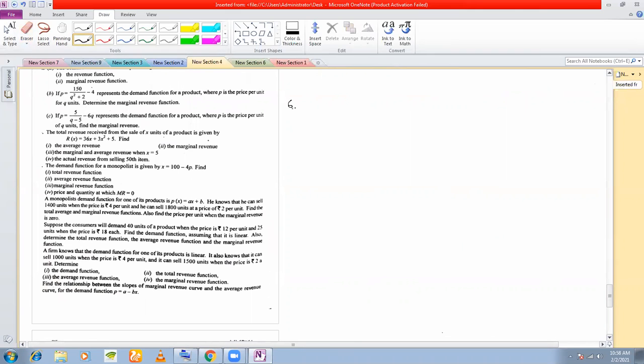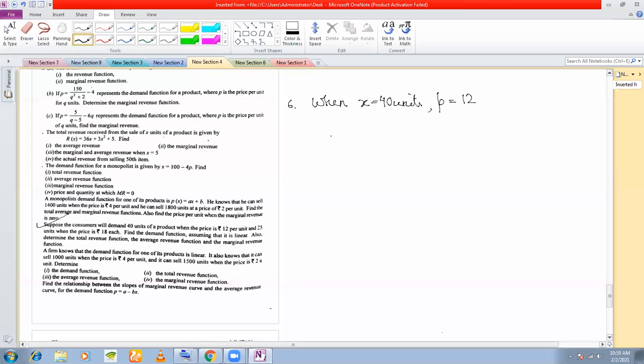Number 6. Which one is number 6? This one. Suppose the consumers will demand 40 units of a product when the price is 12, right? What does this mean? What is the symbol for a price per unit? P, right? Price per unit. So when x is equal to 40 units, what is the price? 12 per unit, right?